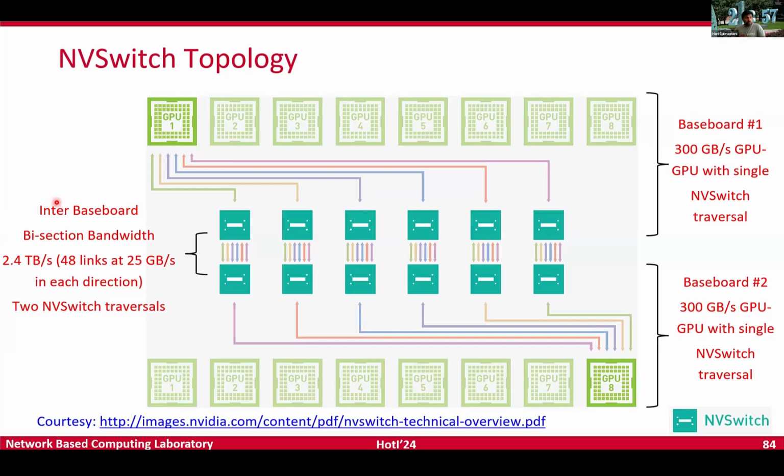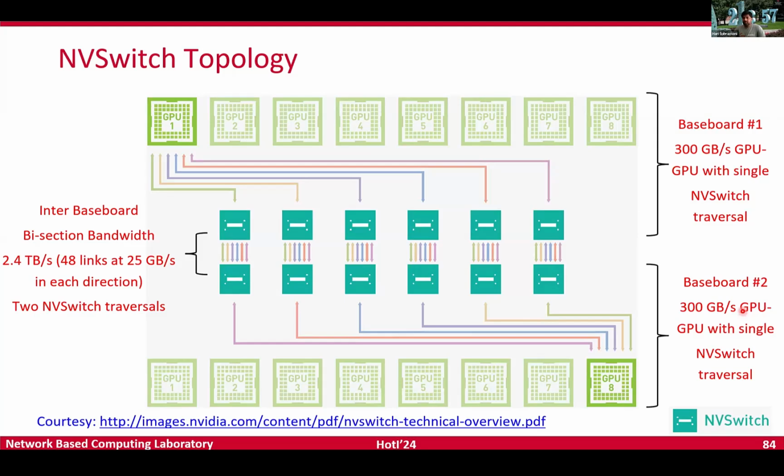So the NVLinks can be connected in different kinds of topologies, either a switch topology or a simple point-to-point communication topology. So this is a slide showing your switch topology, where you can connect multiple GPUs to an NVSwitch. And this gives you significantly high intra-baseboard and inter-baseboard communication.